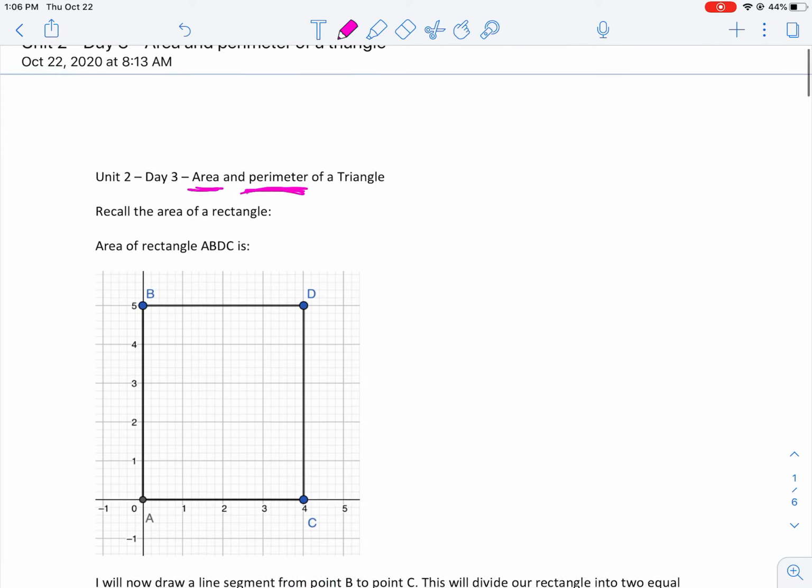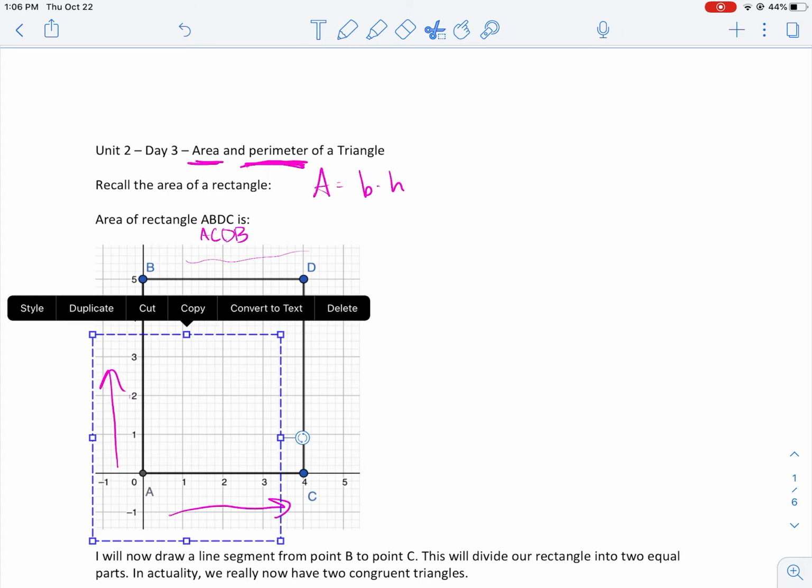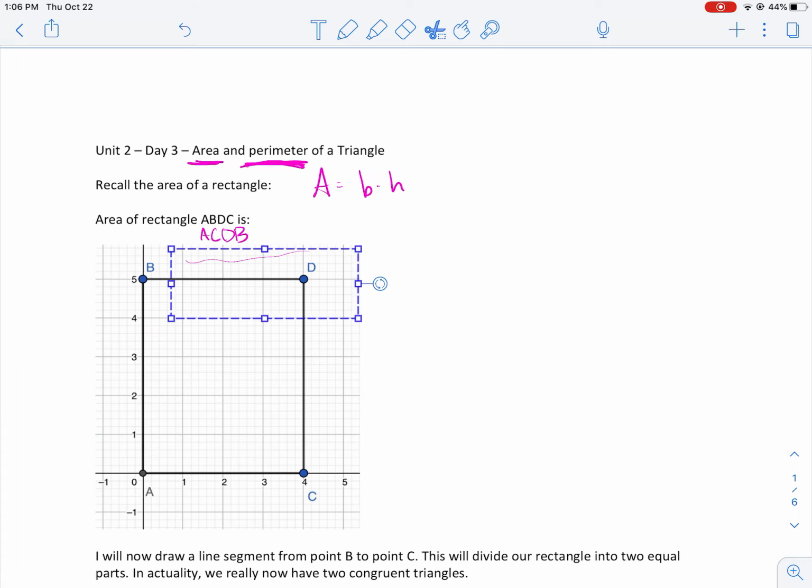Recall the area of a rectangle. If you don't recall, area is equal to base times height. So the area of ABDC, or we could call this ACDB. When you're naming these shapes, either go to the left and go all the way around, or go to the right and go all the way around, but you have to name those vertices in order. So you can call this rectangle ABDC or ACDB.